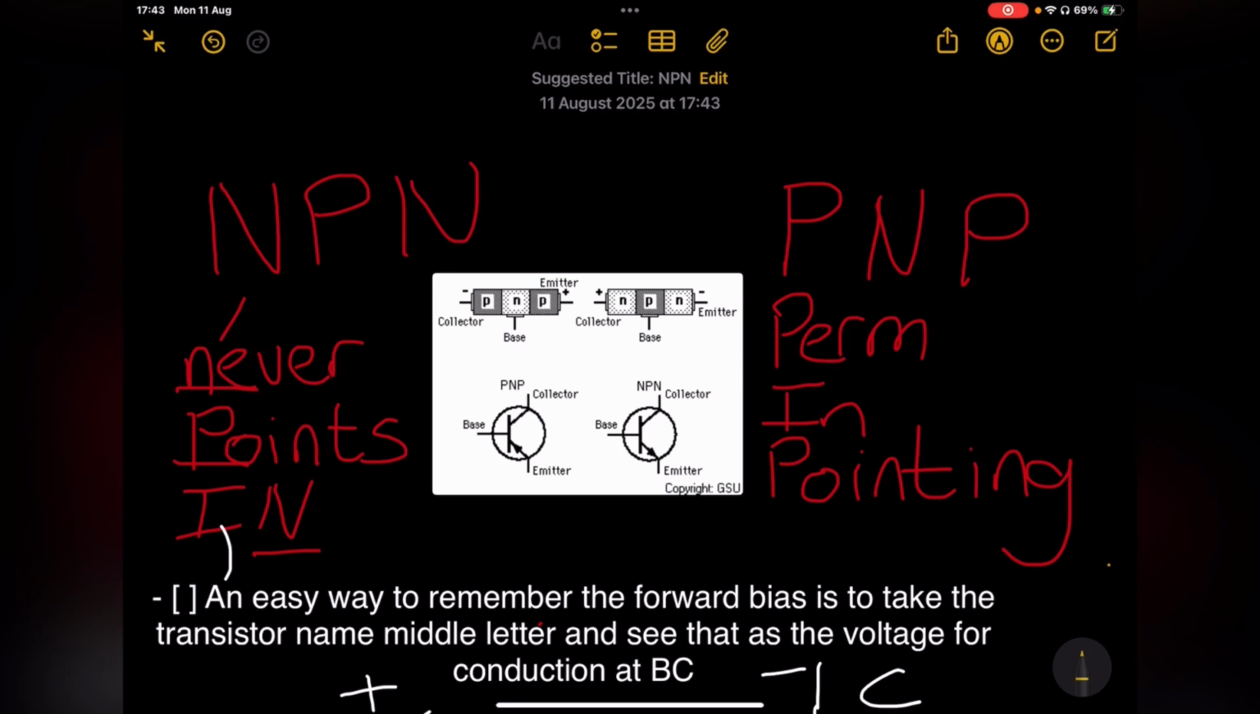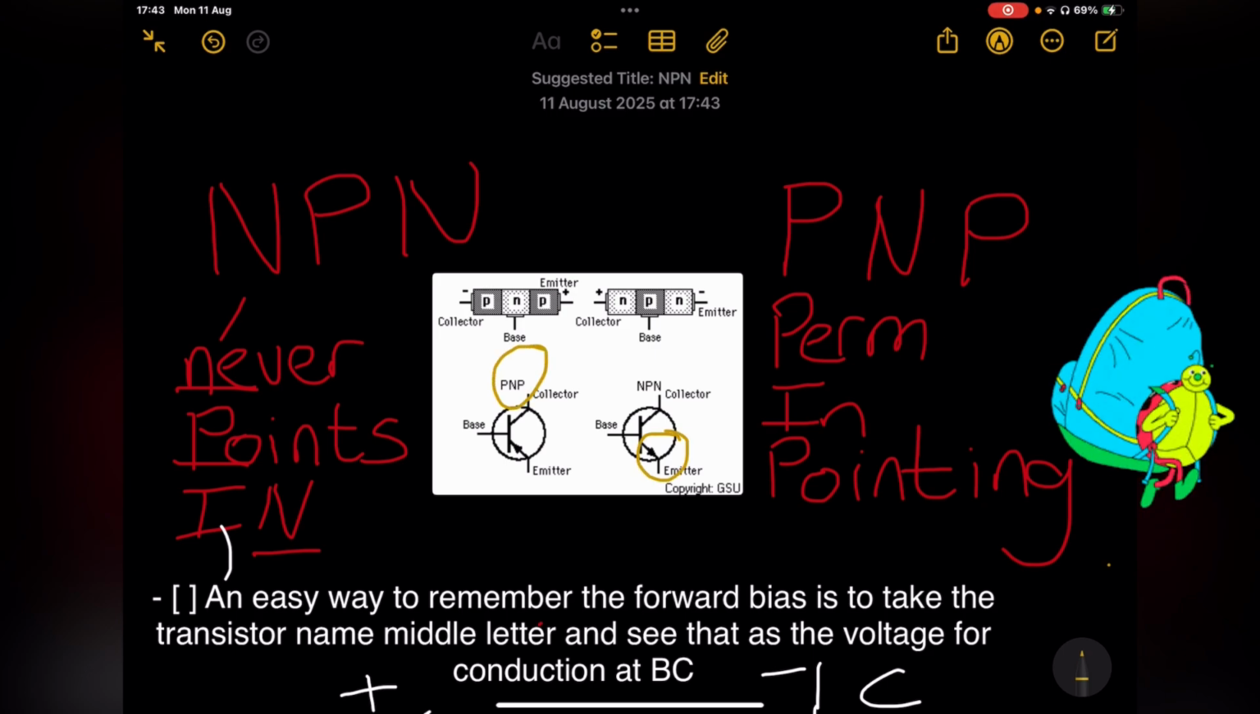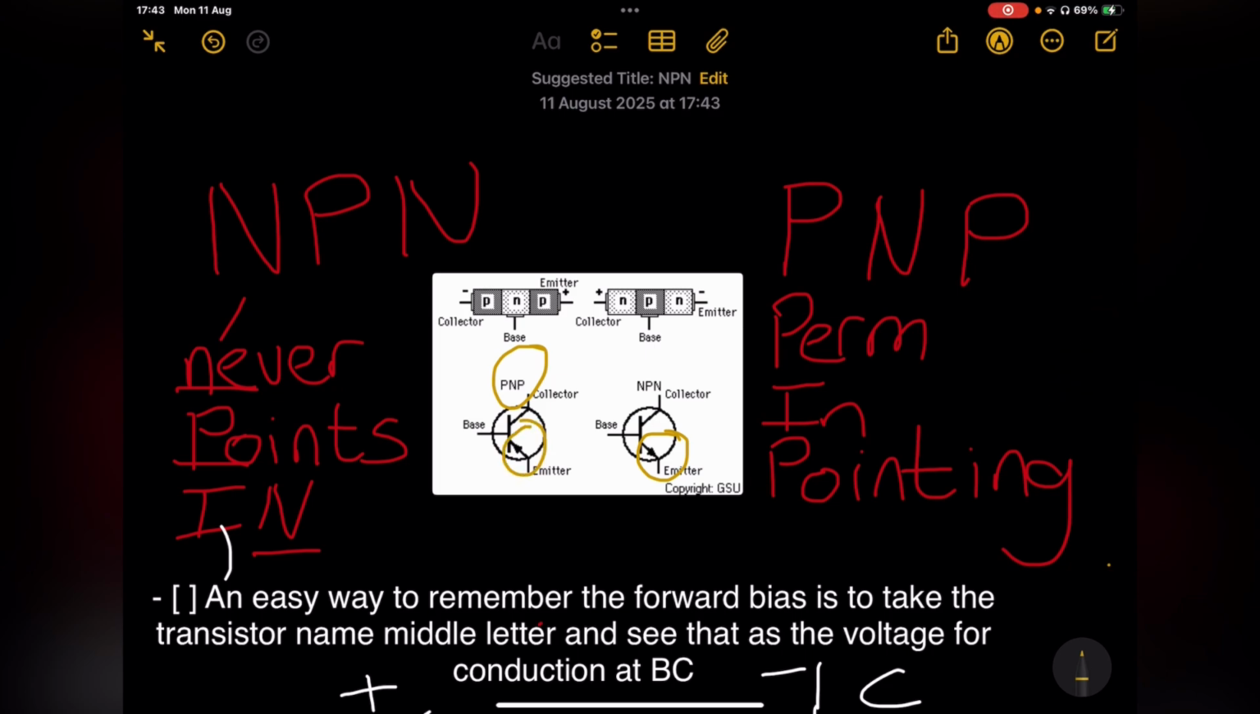NPN is easy to remember. It is "never points in", right? As you can see, the arrow on an NPN is literally never ever pointing in. So that's pretty easy. And then again, with a PNP transistor, we can see that it's permanently pointing in. So a really easy way to remember it.